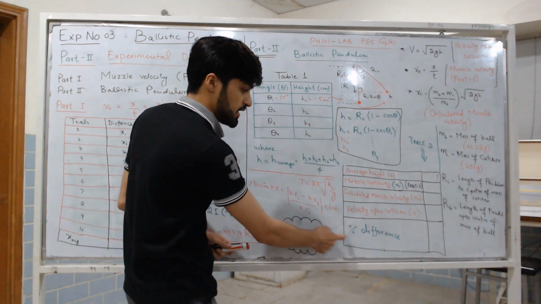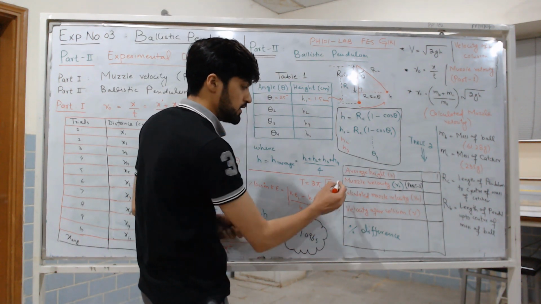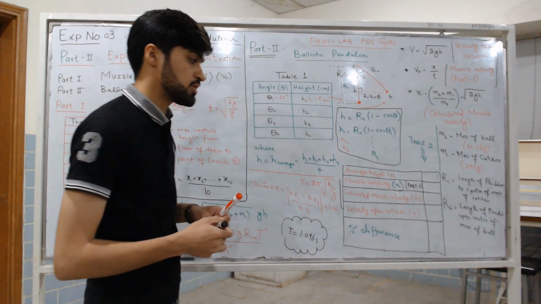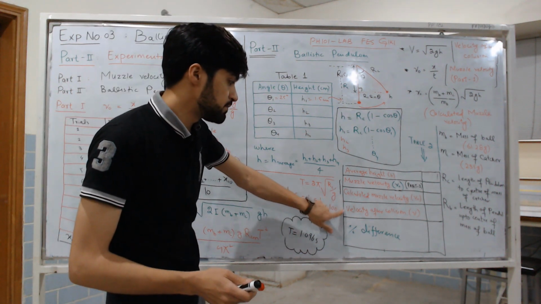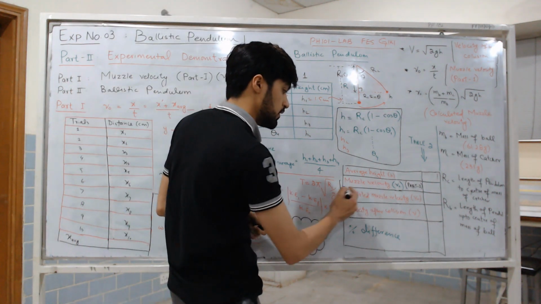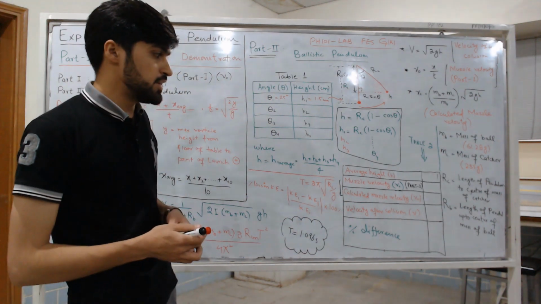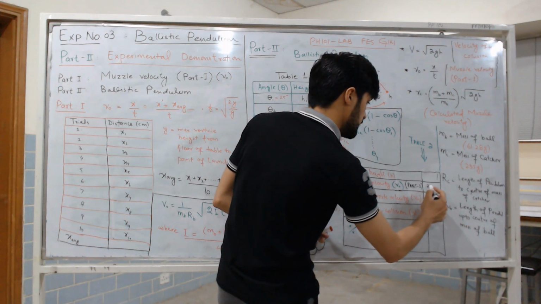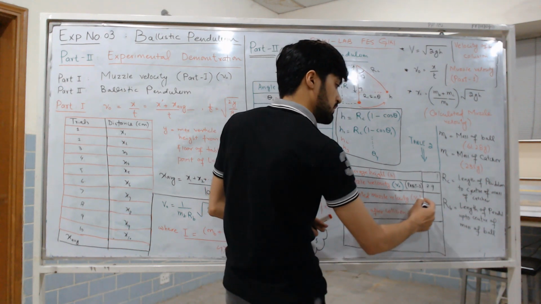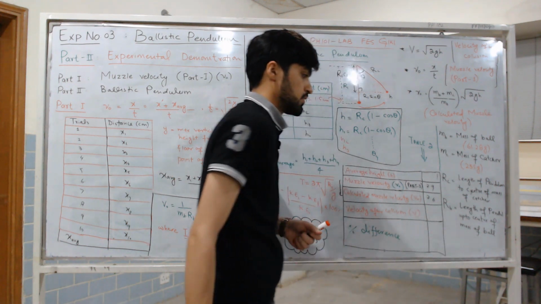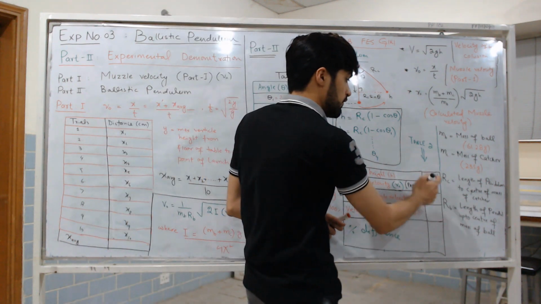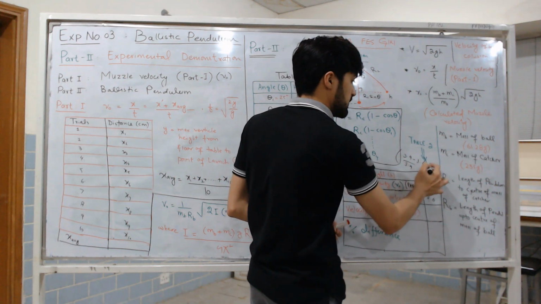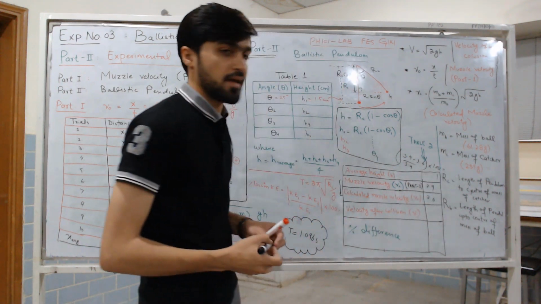Now what is this percentage difference? This percentage difference is the difference between the muzzle velocity from part 1 and the calculated muzzle velocity. It's very simple. Let's say the muzzle velocity from part 1 is 3.9 and the calculated muzzle velocity is 3.6. So it will be 3.9 minus 3.6 divided by 3.9 multiplied by 100%. So you will get the percentage error.